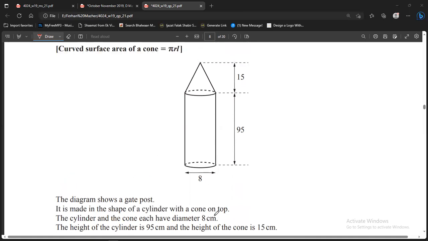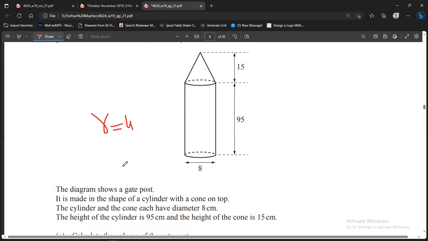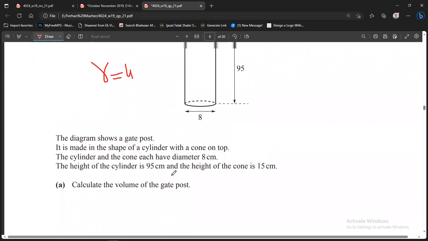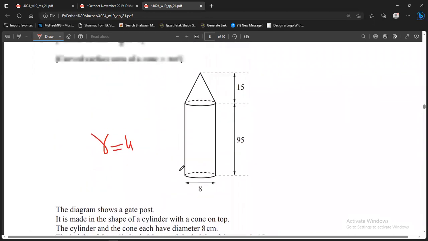So its radius will be 4. So the radius is how much? That is 4. And the height of the cylinder is 95 centimeter, and the height of the cone is 15 centimeter. Calculate the volume of the gate post. Okay, so we will find the volume of the cylinder and we will find the volume of the cone. Let me say this is V1 and this is V2.